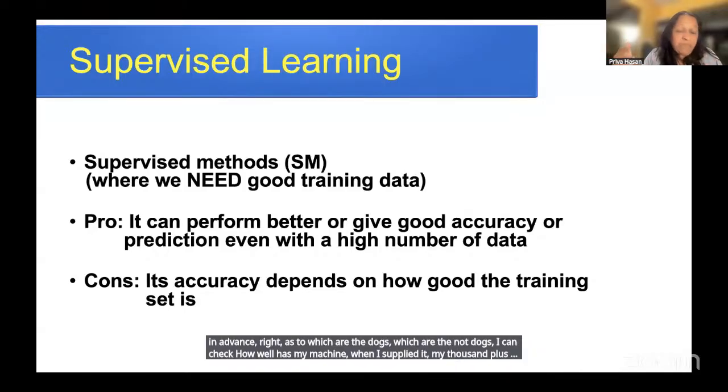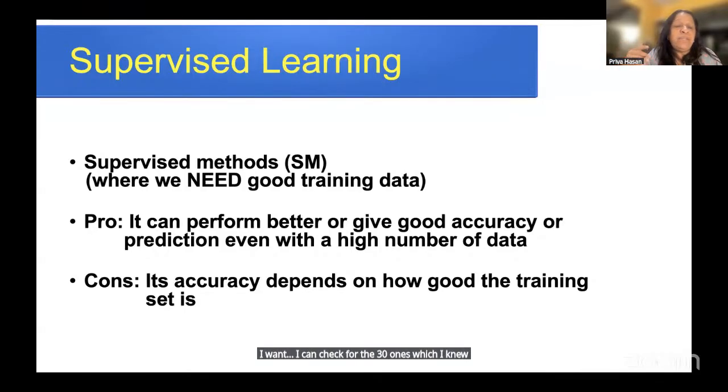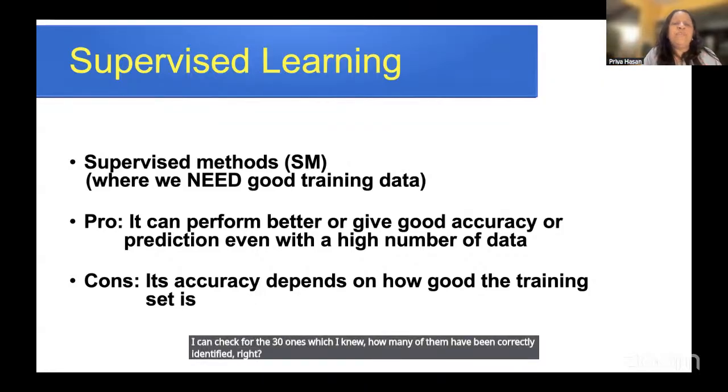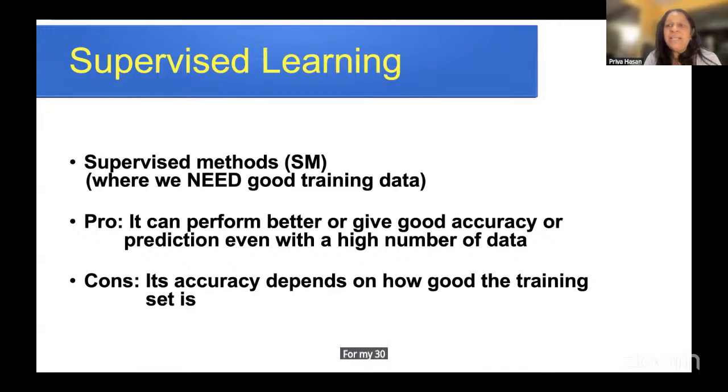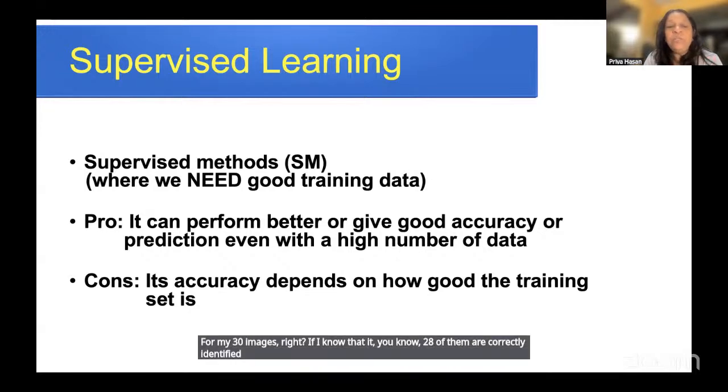I can check how well my machine has done when I supplied it my 1,000 plus 30. I can check for the 30 which I knew how many of them have been correctly identified, right? This gives us a very good handle on the data in the sense of validation. That means I can check how well it does. So for example, for my 30 images, if I know that 28 of them are correctly identified and only 2 went wrong, then 28 out of 30 are done correctly. So this is very effective because number one, you can train your data, and number two, you can validate your data. You can estimate the accuracy of the data, right?